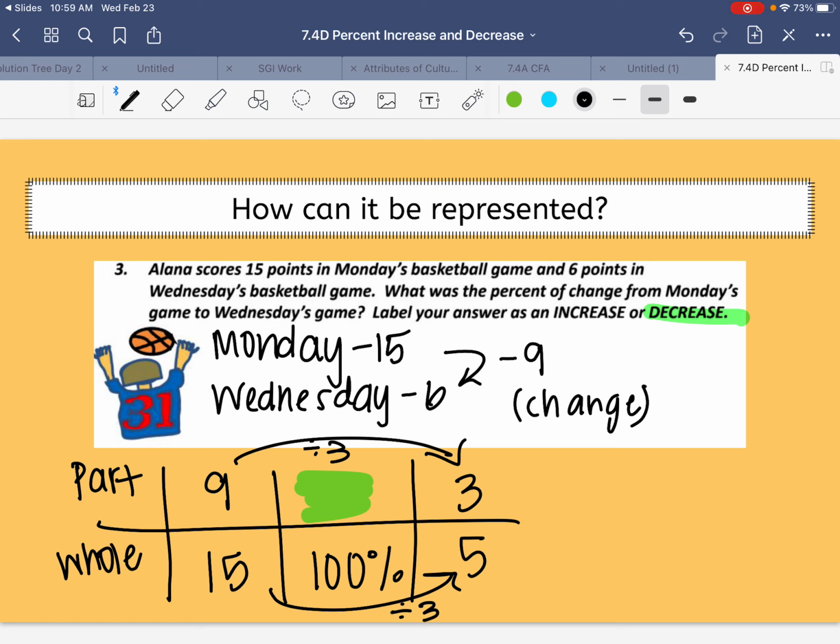Now that I am at 3/5, I see a relationship that is between. I can go from 5 to 100 by multiplying by 20. So 3 times 20, because I want to keep it equivalent, so I'm just making equal fractions. 3 times 20 is 60. So this was a 60% decrease.